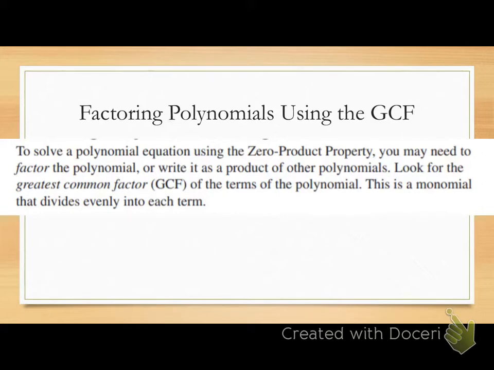We're talking about the zero product property. You may have heard about it before. You may not have. So let's talk about it a little bit. To solve a polynomial equation using the zero product property, you may need to factor the polynomial or write it as a product of other polynomials. That's what we did yesterday, right? Factored out GCF from our polynomial. Everyone remember that? Okay.